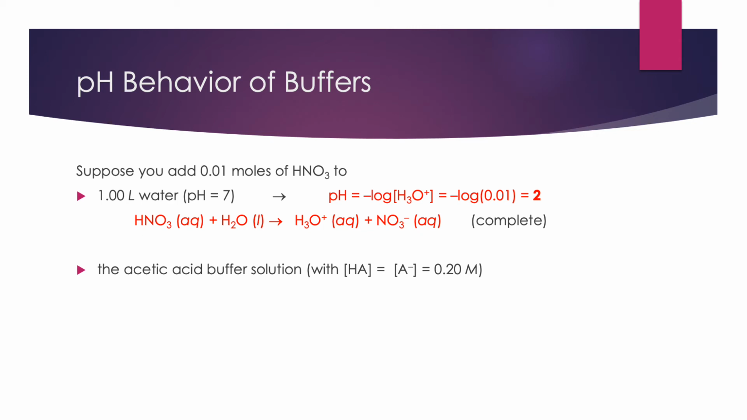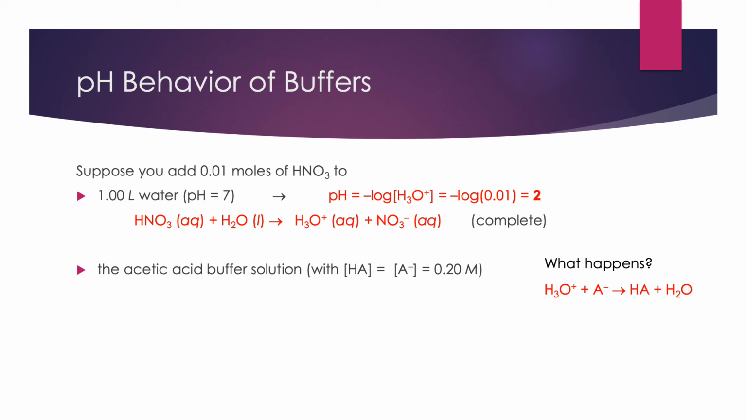But we're going to choose the one where HA and A minus are equal to one another at 0.20 molar. All right, so we're going to be adding 0.01 moles to a liter of acetic acid buffer solution where the initial concentrations of HA and A minus are 0.2 molar. So it's fair to ask, what is the effect of the nitric acid in that solution? In other words, what happens?